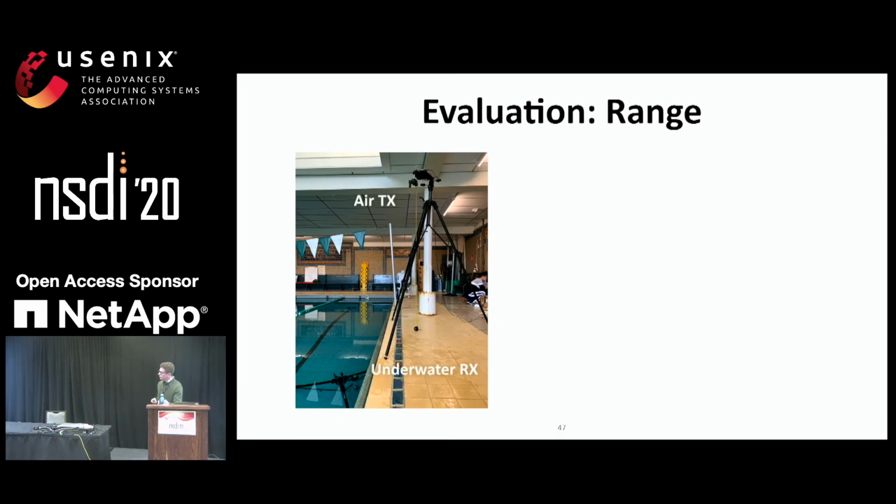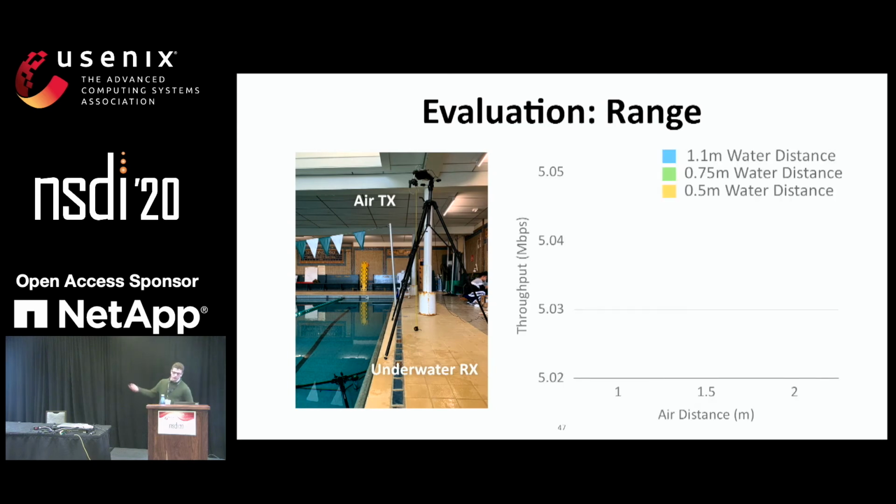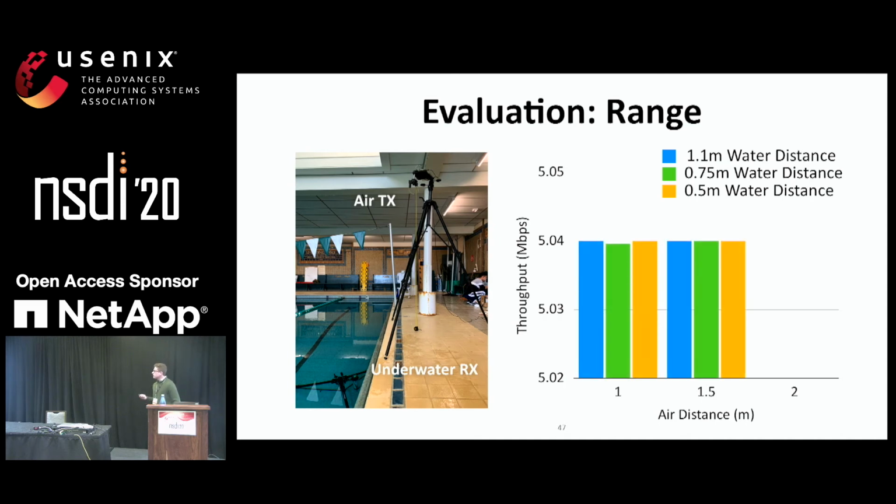Next, we evaluated the range of our link. So we went to our college pool. We put our transmitter in the air and our receiver underwater. And then each bar that's going to show up is going to be a different water distance and then the air distance on the x-axis.